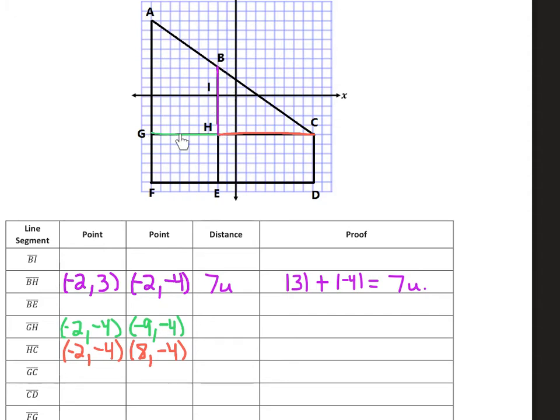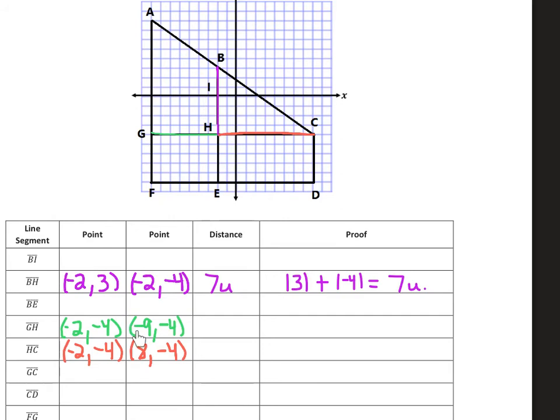Now look here. You'll notice G and H, they do not cross 0. They don't cross the y-axis, and they don't cross the x-axis. So when I look at those 2 points to figure out what's different, and that's the green one right here, (-2, -4) is where H is at, and (-9, -4) is where G is at. So these have the same y-coordinate that I can ignore. That means it's a horizontal line, and I'm finding the difference between -9 and -2.